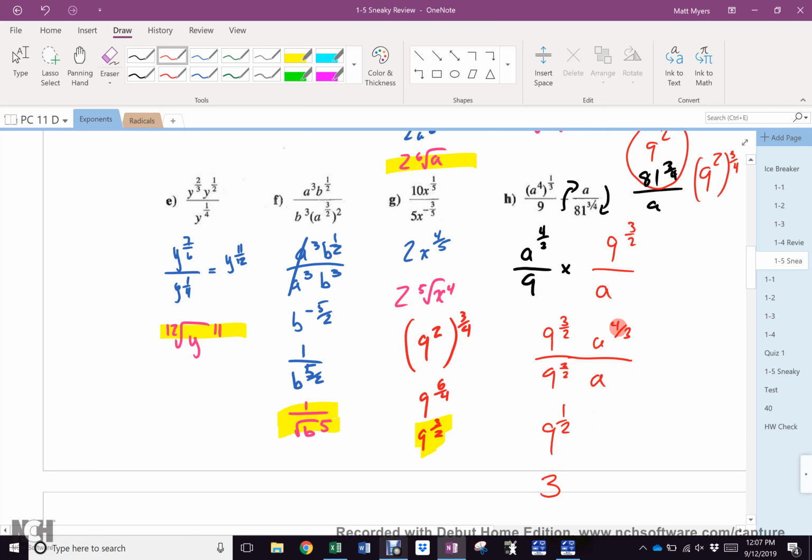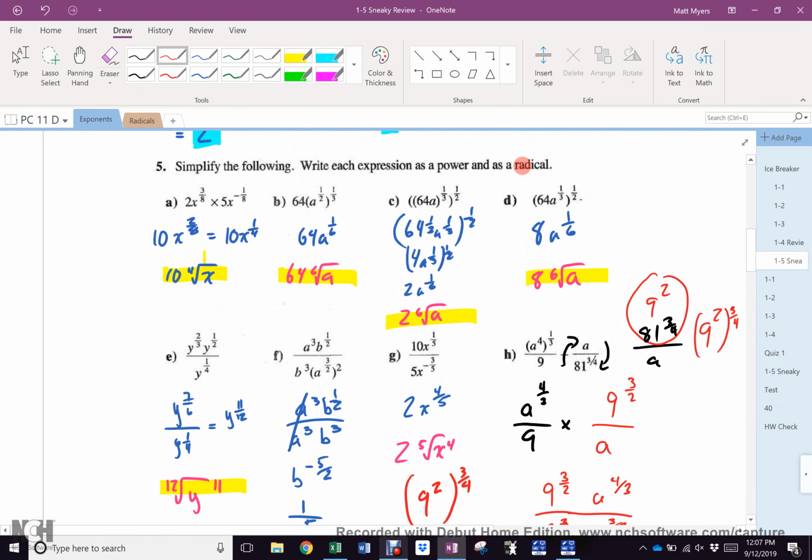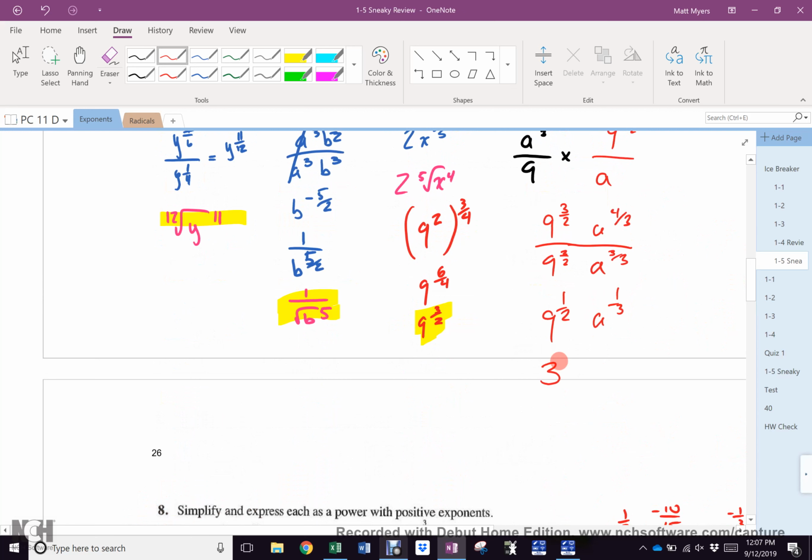And 4 thirds minus 1 is 3 thirds, correct? 4 thirds take away 3 thirds is A to the 1 third, correct? But we don't want A to the 1 third because we wanted radicals and a power. Well, there's the power, 3A to the 1 third. And here's the radical, 3 cube root A, because that 1 third, of course, only applies to the A. Everybody cool?